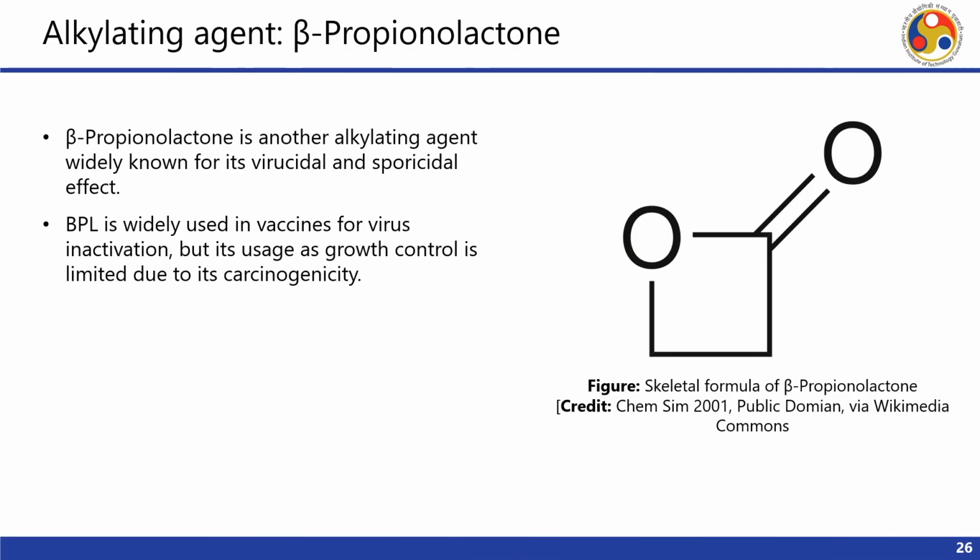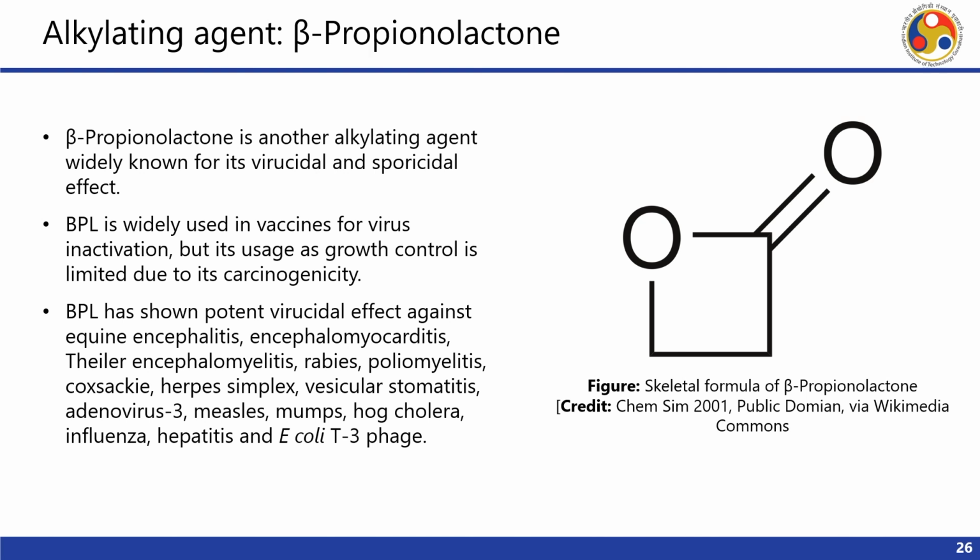Let us now discuss another alkylating agent which is briefly known as BPL or beta-propiolactone. BPL is widely known for its virucidal and sporicidal effects. It is used in vaccines for virus inactivation, but its usage as a growth control agent is limited due to its carcinogenicity. You can see here the skeletal formula of BPL in this picture.